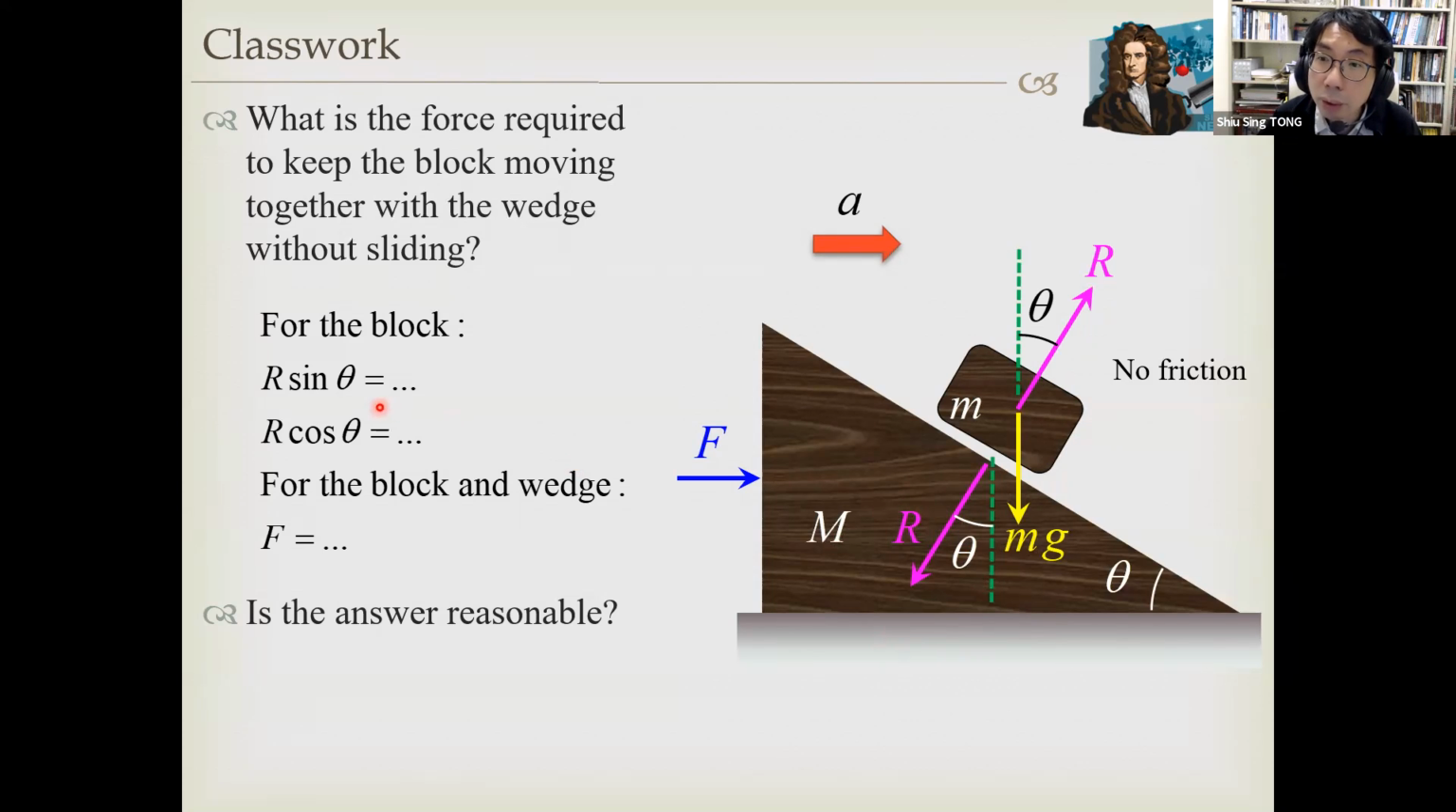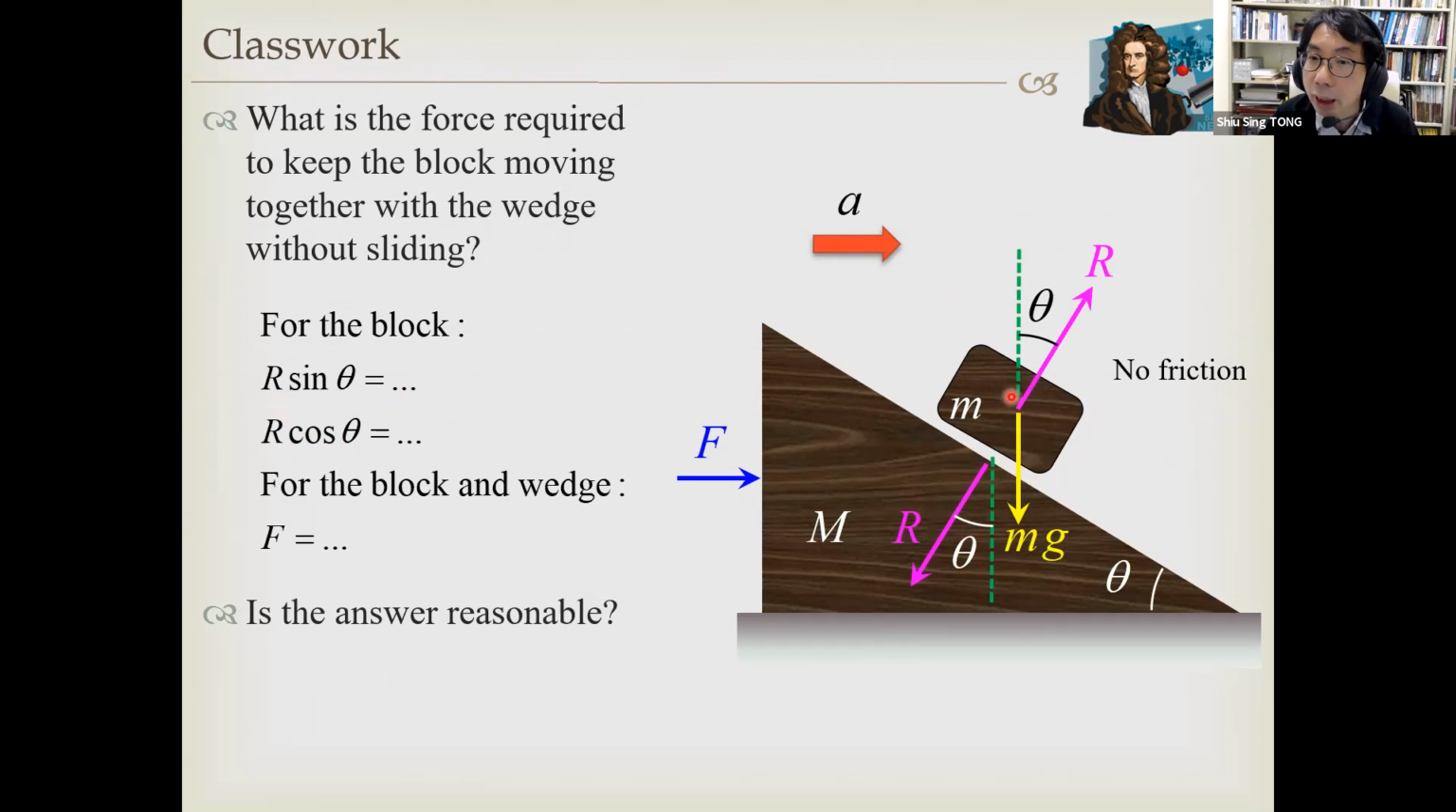So I now want to set up Newton's second law equations. Now for the block, I know that there's R in this direction, but I can resolve the force R, the normal force R, in the horizontal direction and the vertical direction. This angle is theta, so R sine theta is in the horizontal direction. So that is a horizontal equation. And R cosine theta is in the vertical direction.